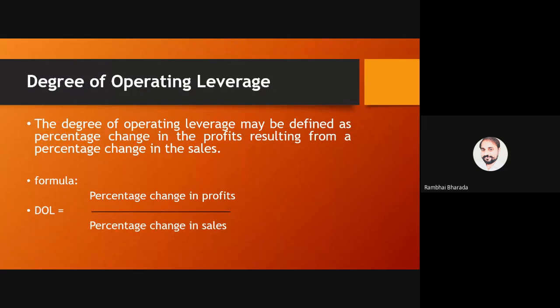Now the degree of operating leverage, you write down the formula. I will explain the concept. Degree of operating leverage means percentage change in profit due to percentage change in sales. Suppose there is an increase in the sales by 20%. As sales increase by 20%, profit will increase by 5%.